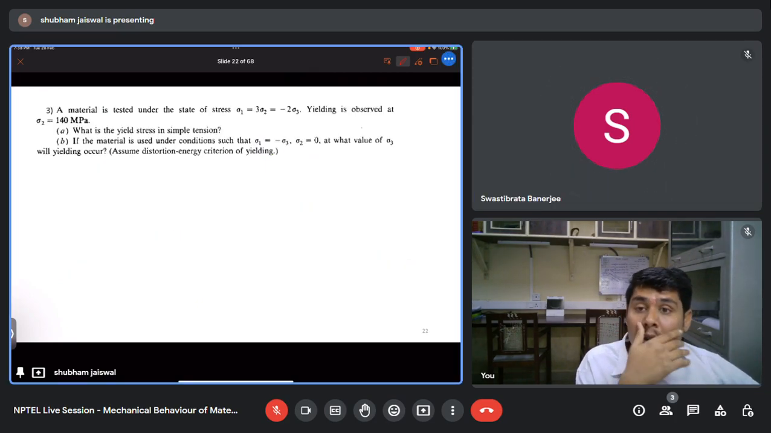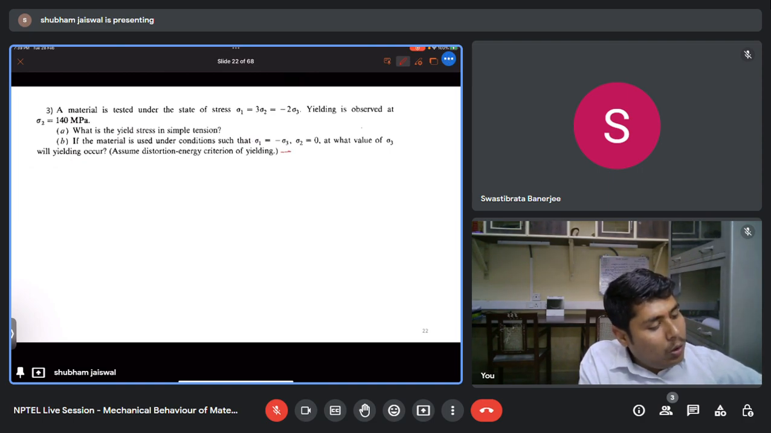The third question is like that. A material is tested under the state of stress sigma 1 equal to 3 sigma 2 equal to minus 2 sigma 3. Yielding is observed at sigma 2 equal to 140 MPa. What is the yield stress in simple tension? And if the material is used under the condition such that sigma 1 is equal to minus sigma 3, sigma 2 equal to 0, at what value of sigma 3 will yielding occur? Assume the distortion energy criterion of yielding. So distortion energy is also known as von Mises. Now try to solve it. It's a very easy question.